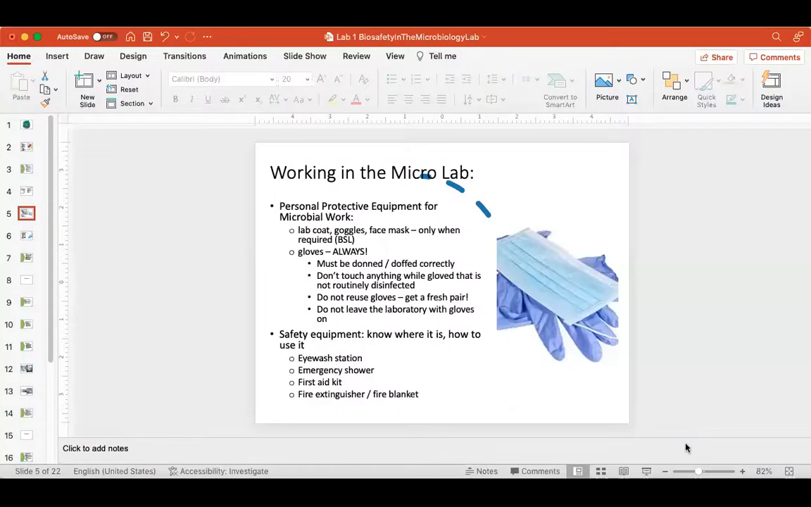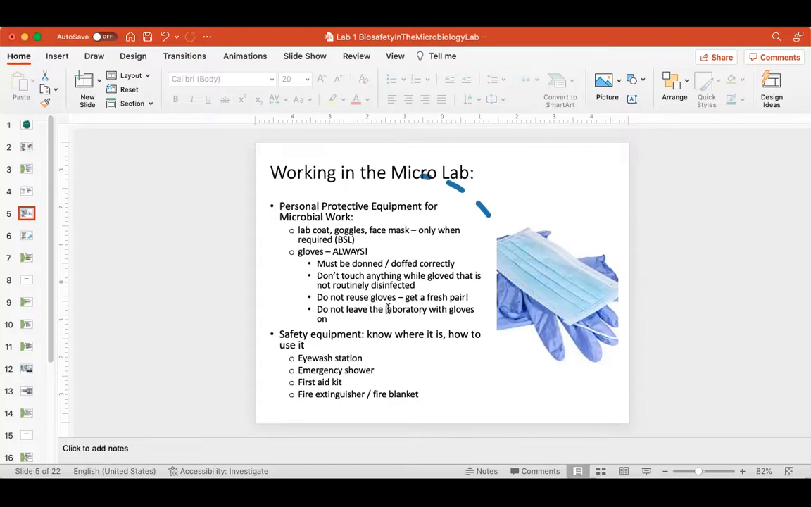The other kinds of PPE, again, face masks, goggles, anything like that, it's going to vary by the laboratory you're in, but the gloves will always be there. Something else important to know is this: you don't reuse these gloves. These gloves are considered single use. So if you need to handle your cell phone or you need to touch a doorknob, gloves come off and then you will put on a fresh pair when you're ready to get back to work. We don't leave laboratories with our gloves on. Okay, you don't run to the restroom with your gloves on. If you're leaving the laboratory space, gloves have to come off.